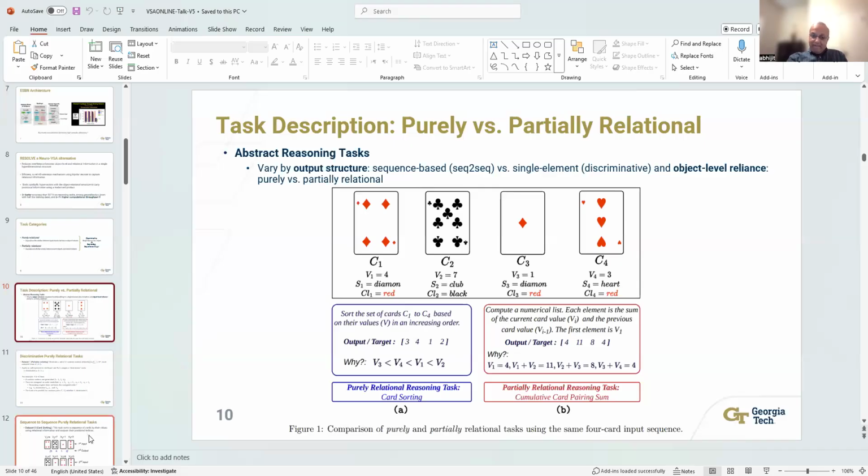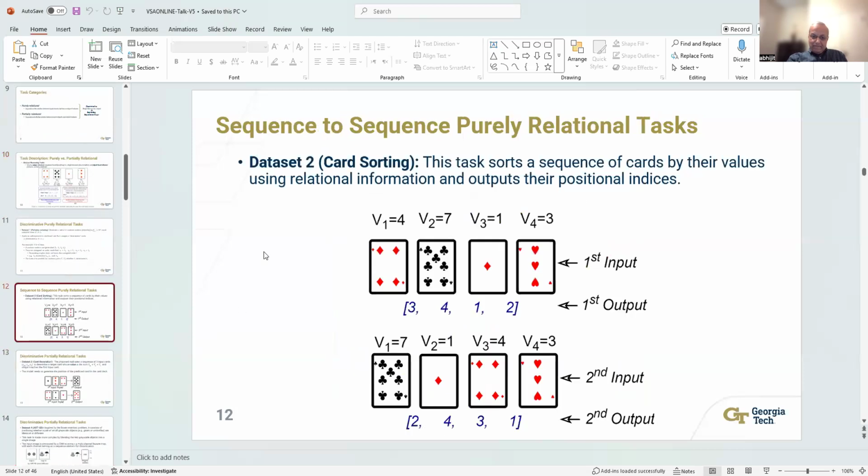Mohamed, keep going. Yeah. So the second dataset is the card sorting that we were already discussing. The first example here shows 4 cards that we need to sort. The second example shows another set of cards, and we need to sort them based on their value, but we need to output the index of each card.